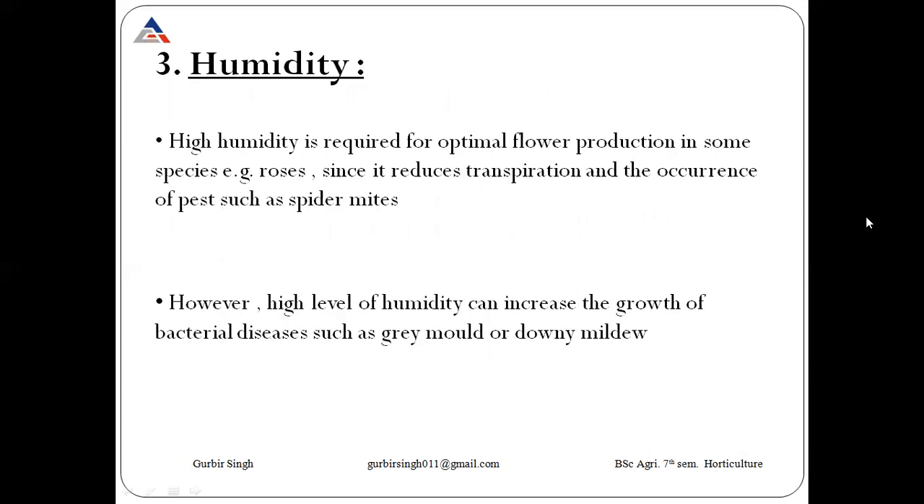Next is humidity. High humidity is required for optimal flower production in some species like rose, since it reduces transpiration and occurrence of pests such as spider mites. However, high levels of humidity can increase the growth of bacterial diseases such as gray mold or downy mildew.